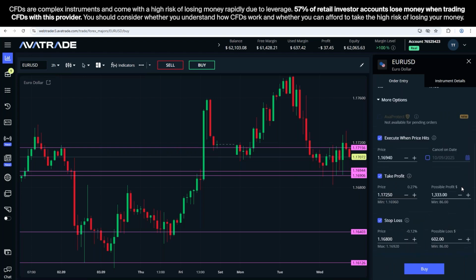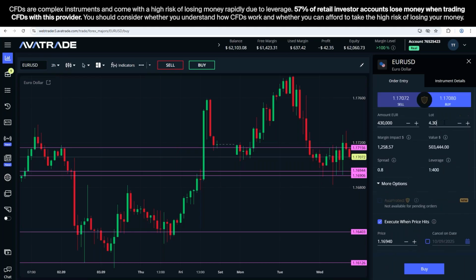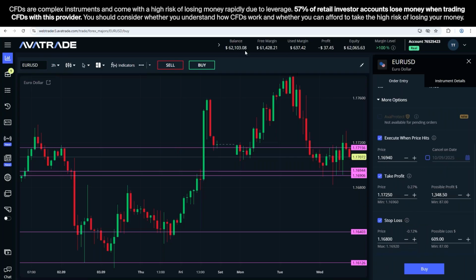4.3, let's say, and I'm risking under 1% of my account. So maybe I can do 4.35, and that's almost exactly 1%, a little less than 1% of my balance. So I'm going after a profit of over 1,300, risking about 600. So more than a 2% gain on my account I'm going after, and risking less than 1%.